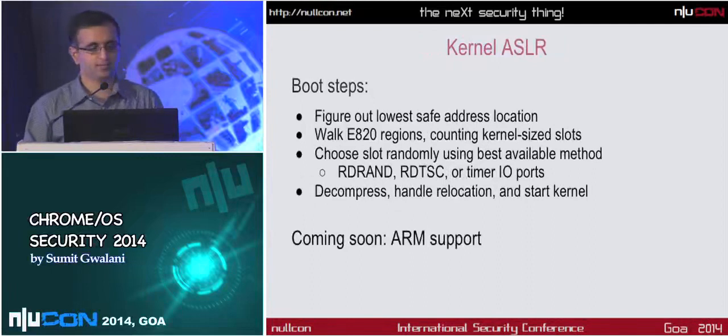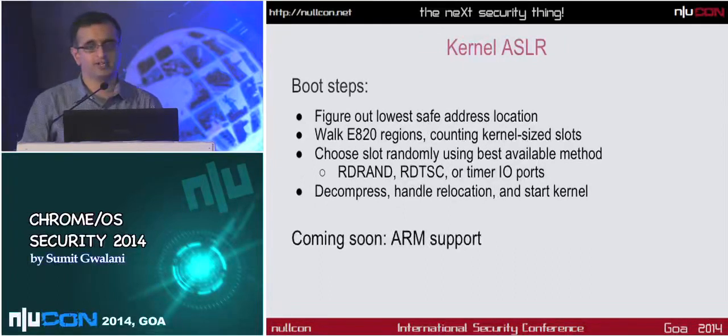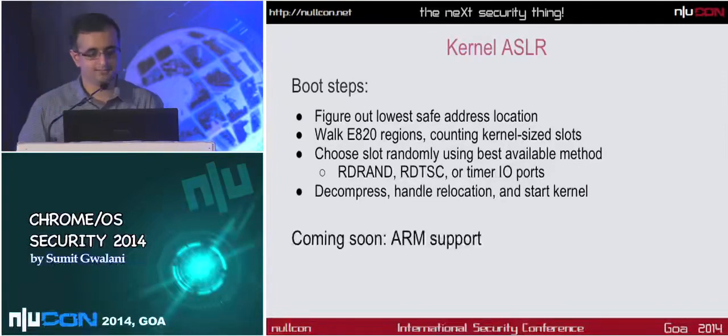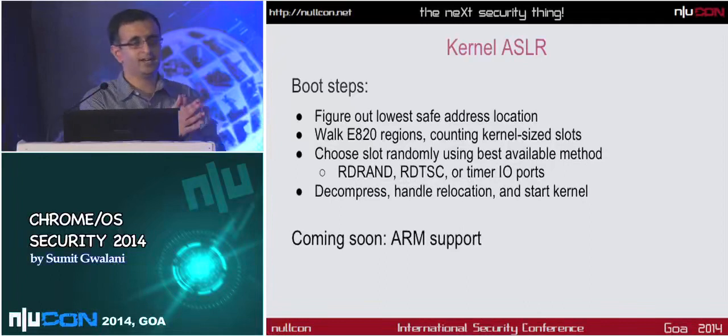This is simple stuff. Walk the E820 regions to identify randomly what is the best place to put it. You can use hardware functions like RDRAND or anything else to randomize which location we are setting up the ASLR with. We don't support ARM yet. It's only Intel support added. For ARM devices, we hope to add support again this year.